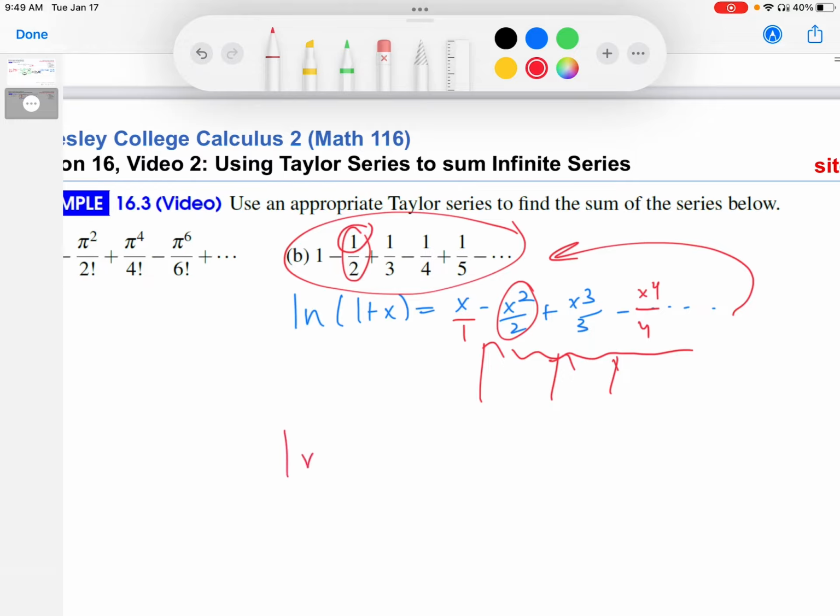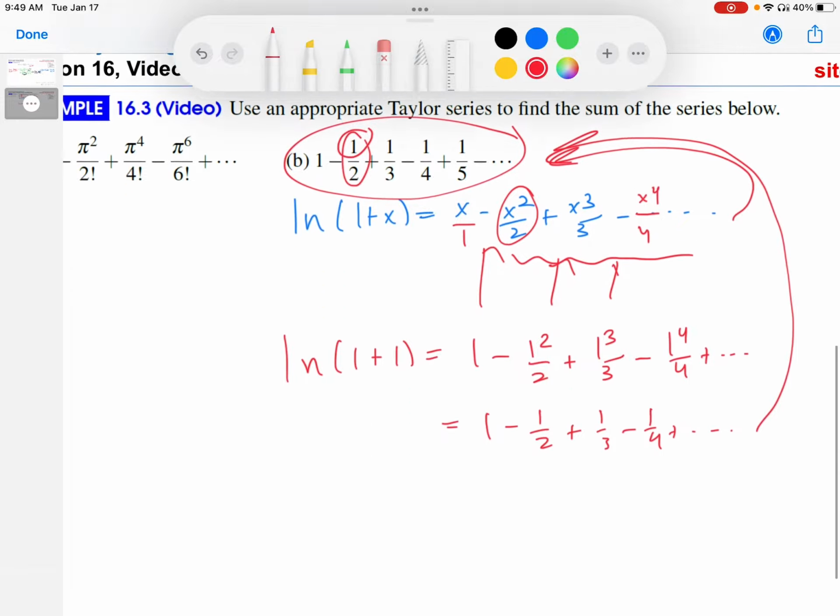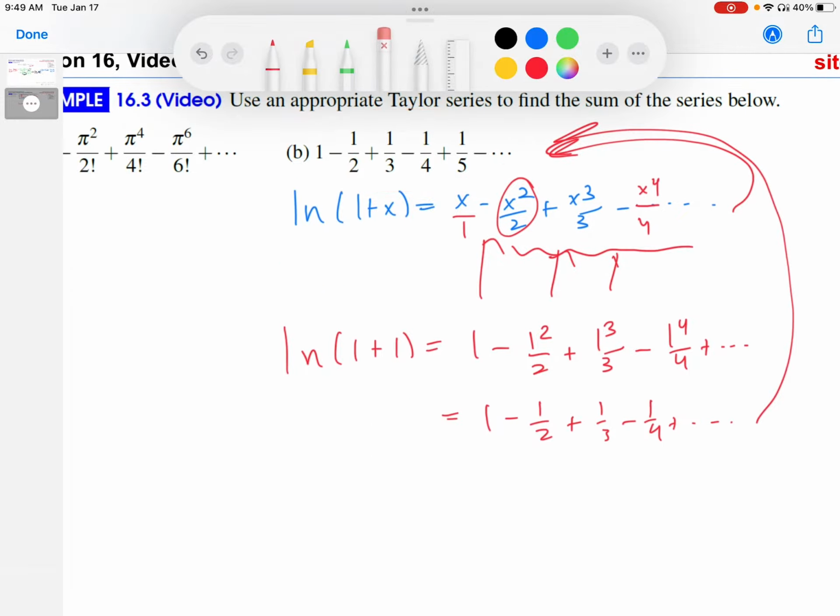Let's try that. How about ln of 1 plus 1? That would be 1 minus 1 squared over 2 plus 1 cubed over 3 minus 1 to the 4th over 4 plus dot, dot, dot. So 1 minus 1/2 plus 1/3 minus 1/4 plus dot, dot, dot. That is reproducing the series that we had. So we do think that this series equals ln of 1 plus 1, which is ln of 2.